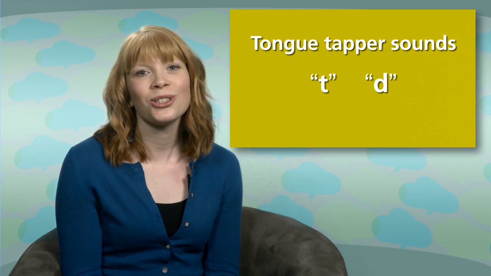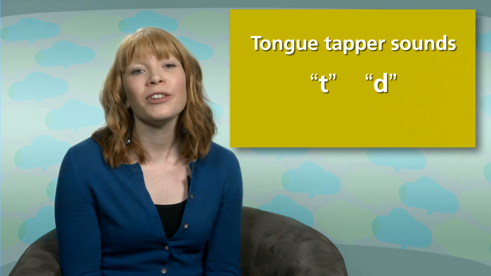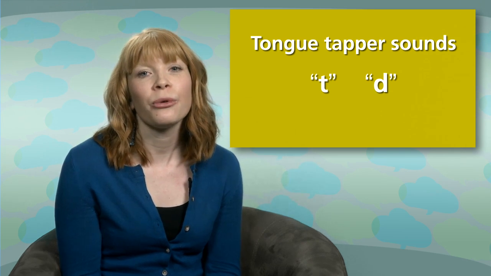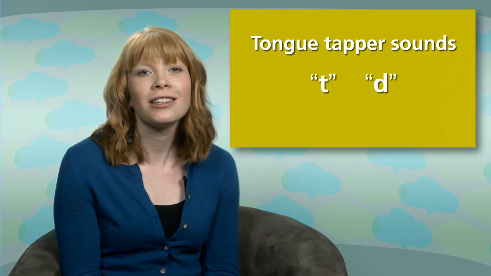Now for some tongue tapper sounds, t and d. To make these sounds, you stop the air by lifting the tip of your tongue up just behind your top teeth and then let go. If you make a few t sounds in a row, it feels as though your tongue is tapping against the roof of your mouth. T, t, t. T is the quiet sound and d is the noisy sound.